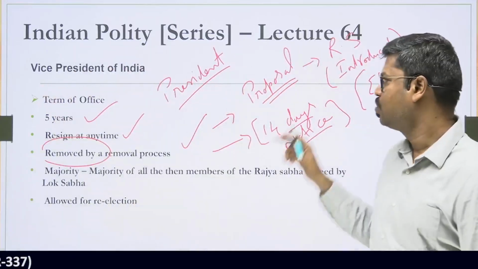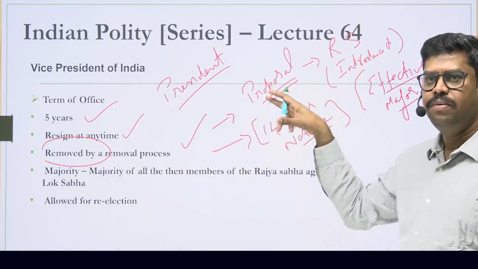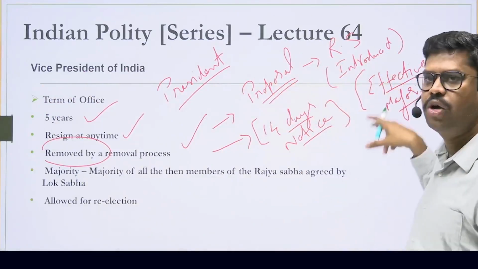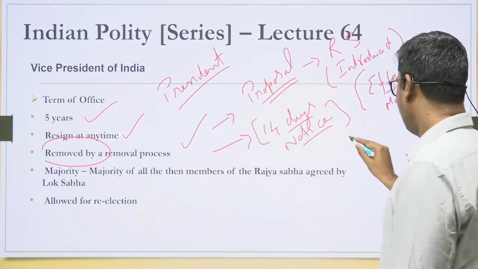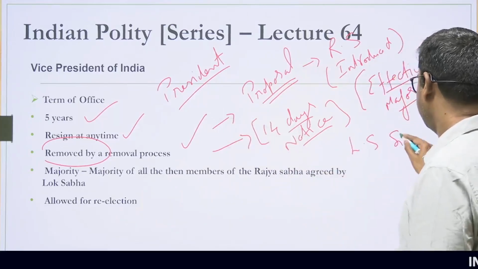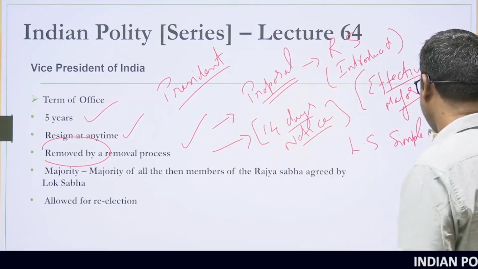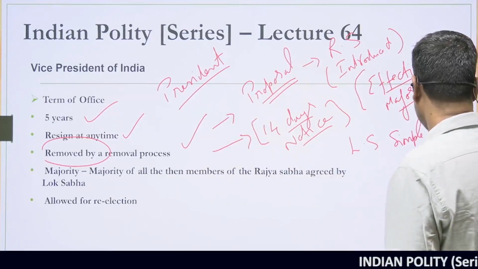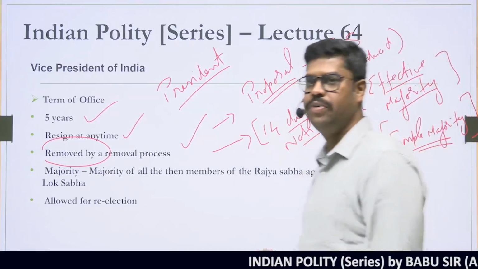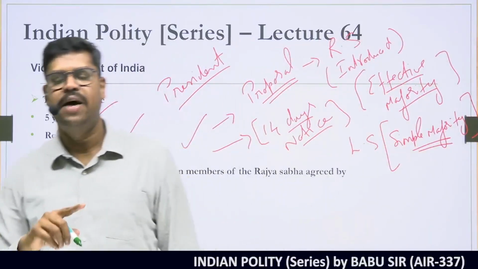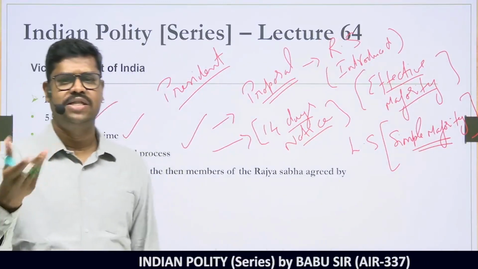So it has to be passed with effective majority in the Rajya Sabha, and after it is passed with effective majority in the Rajya Sabha, the proposal will be sent to the Lok Sabha. In the Lok Sabha, it has to be passed with simple majority. So this is very, very important. The majority is different in both houses. While in the Rajya Sabha it is effective majority, in the Lok Sabha it is simple majority. The moment it is passed with simple majority in the Lok Sabha, the vice president stands removed.